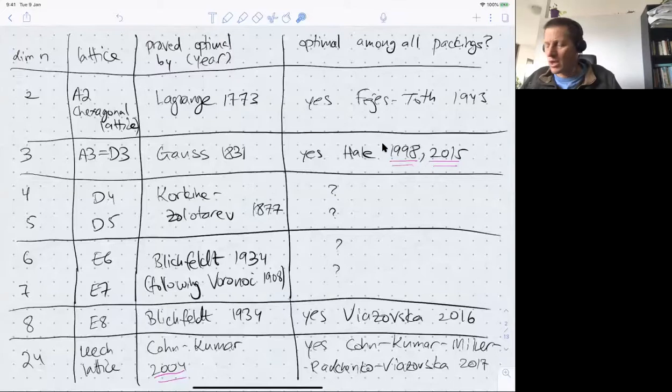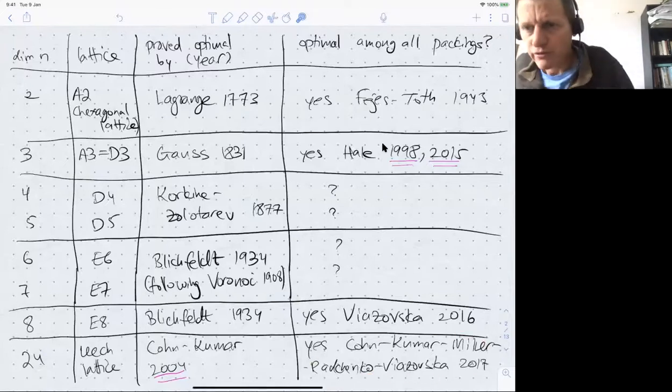There was a huge breakthrough 3 or 4 years ago associated with the name of Marina Viazovska. Viazovska proved that this E8 lattice, which was known to be the optimal lattice packing in dimension 8, is also an optimal packing of balls in general. She did this very recently, and this was a very exciting breakthrough. And then with co-authors, she also proved the same result in the 24-dimensional case for this Leech lattice.